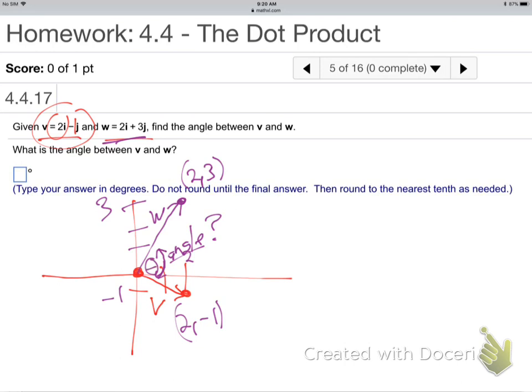And what we're going to do is, I'm going to give you a little formula. I'm going to give it to you just like magic. Here it comes. The cosine of that angle between two vectors turns out to be the dot product of those two vectors over the magnitude of vector v times the magnitude of vector w.